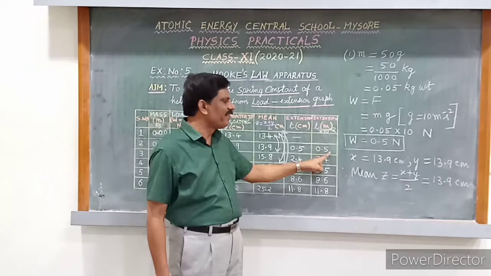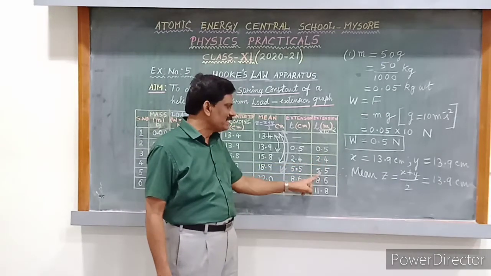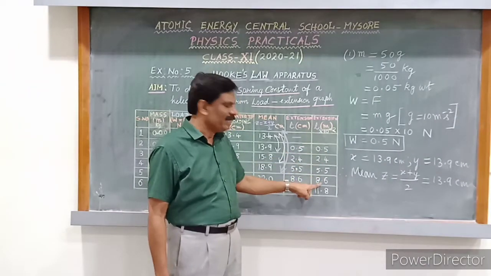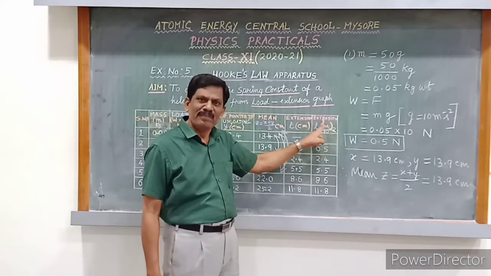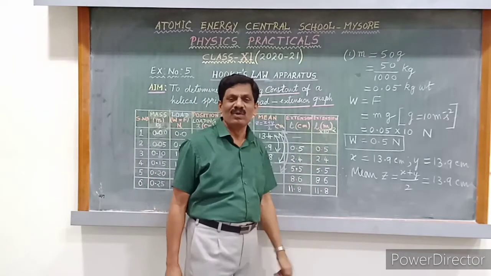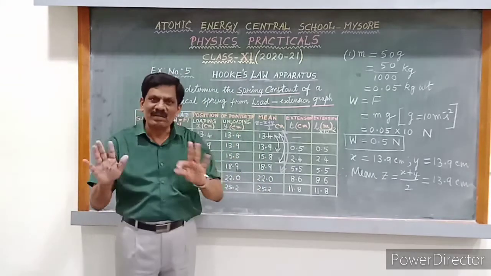Okay, so it is 0.5 into 10 power minus 2 meter, 2.4 into 10 power minus 2 meter, 5.5 into 10 power minus 2 meter, and 8.6 into 10 power minus 2 meter. Last column is what? 11.8 into 10 power minus 2 meter. Have you all understood how to complete the tabular column?